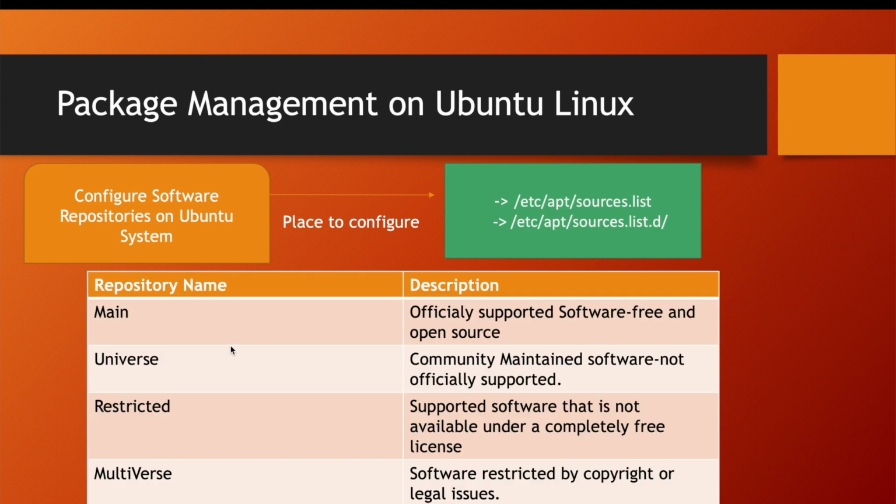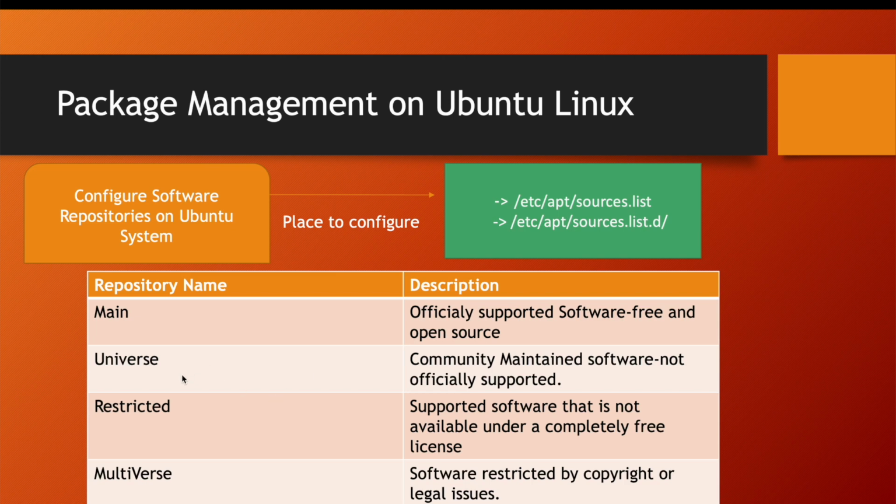Now, what I am showing here is that any Ubuntu based system has 4 types of repositories. What are they? They are main, universe, restricted, and multiverse. These are the types of repositories available with the Debian based operating system. What do you mean by main repositories? It is the officially supported software, free and open source. These are officially supported by a Debian based operating system. It is freely available and anybody can use it. There is no license required for these particular softwares.